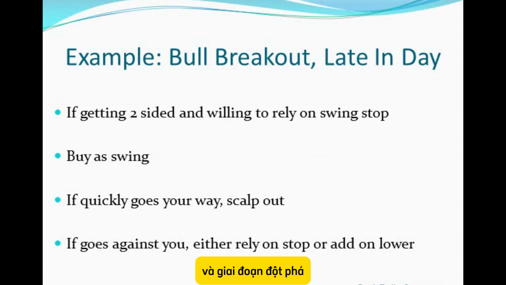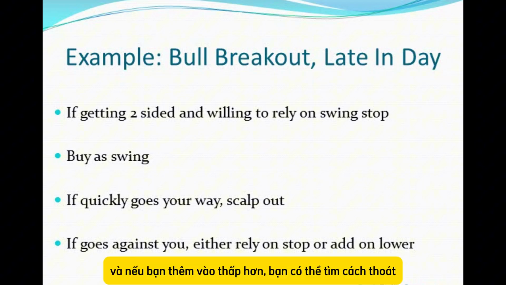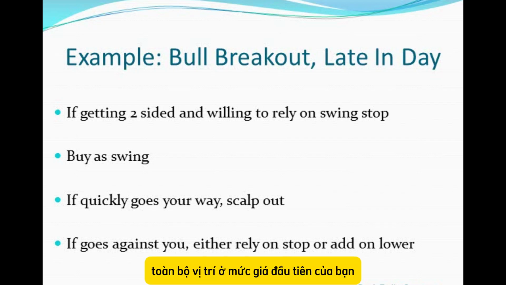In the breakout phase, the probability is 60% of higher prices, and if you get that right away, you can scalp out. If it goes against you, either you can rely on the swing stop, or you could add on lower, and if you add on lower, you can look to exit the entire position at your first entry price, getting out break even at your first price and with a profit at your second, or you can just hold and see if you get a big move up into the close.